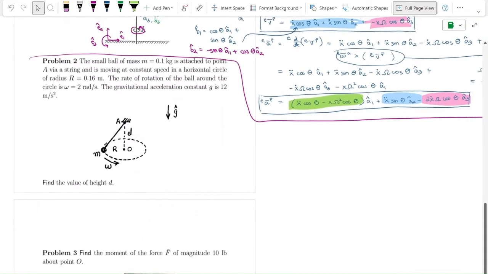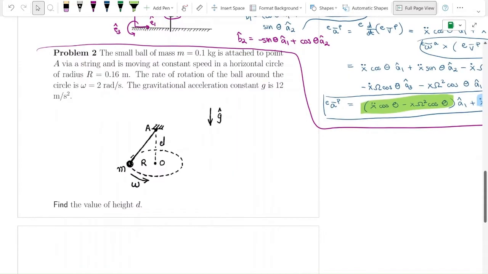Okay, problem 2. A small ball of mass m equals 0.1 kilograms is attached to point A via a string and is moving at constant speed in a horizontal circle of radius r, which is 0.16 meters. So we know that m is equal to 0.1 kilograms, r is equal to 0.16 meters. The rate of rotation of the ball around the circle, so this omega here, is equal to 2 radians per second. And g, the gravitational acceleration constant, is 12 meters per second squared.